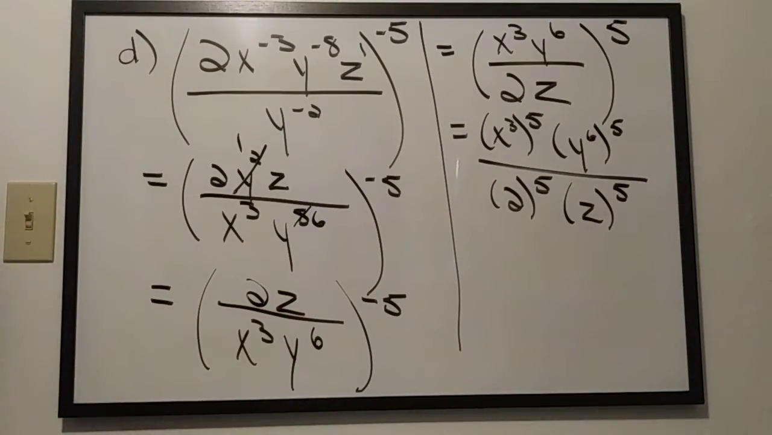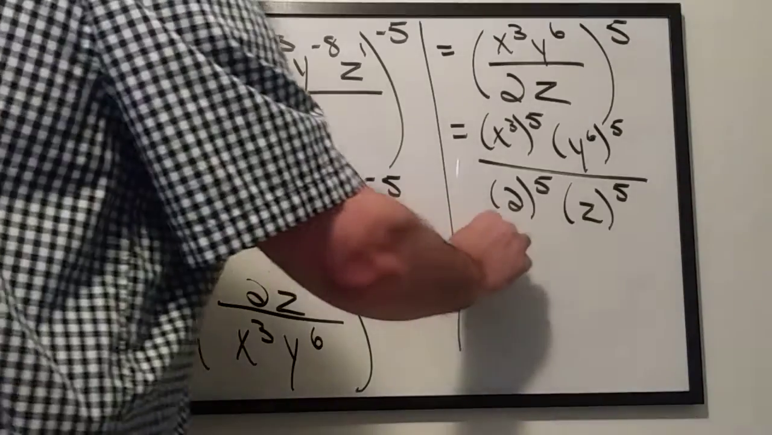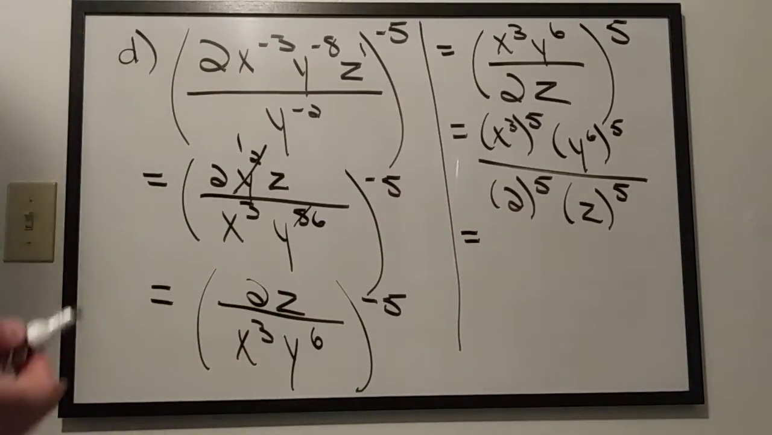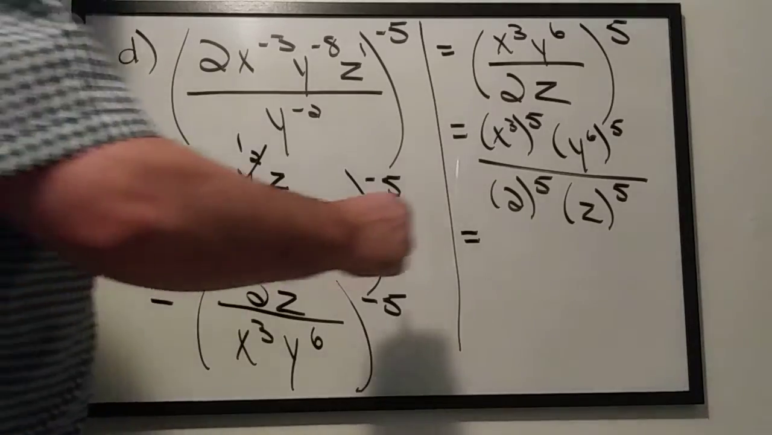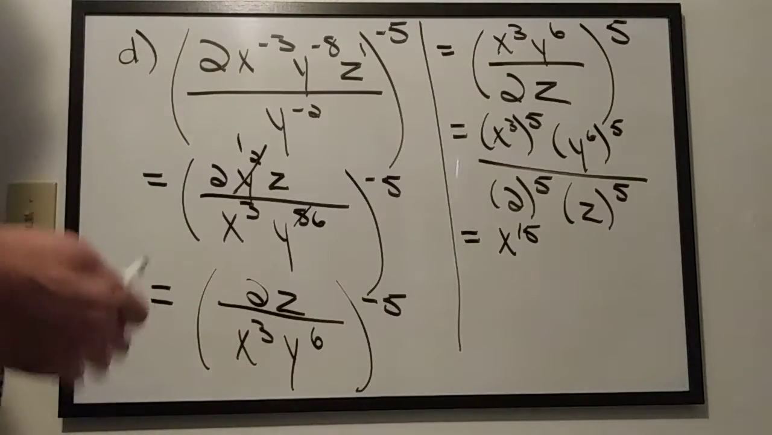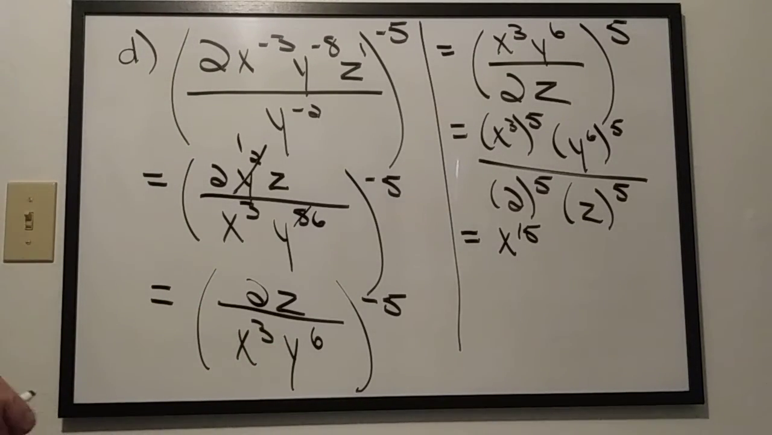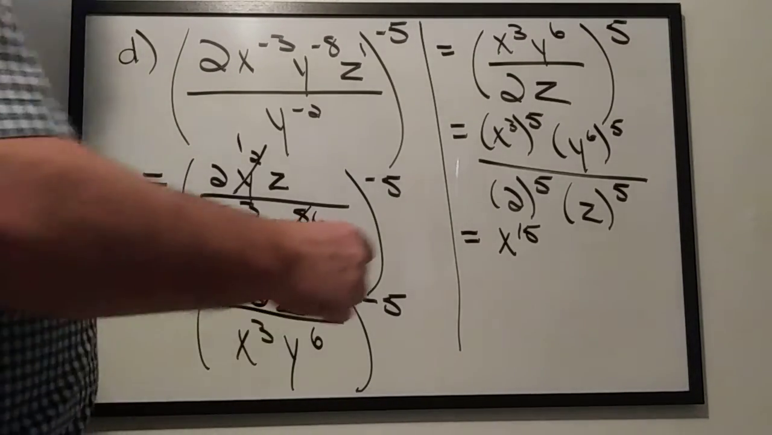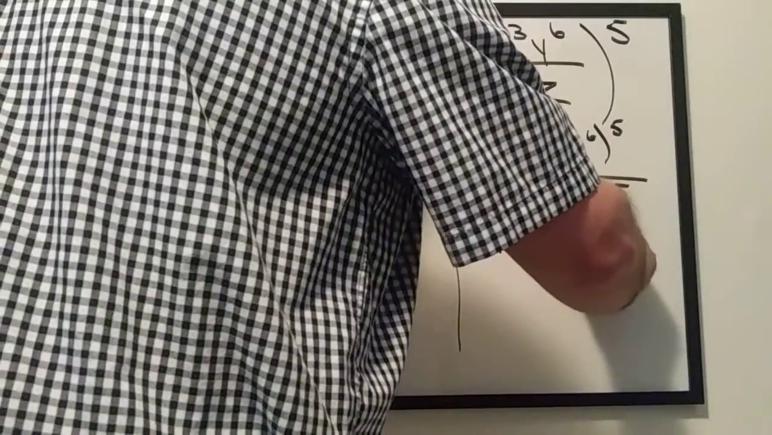So now it's a matter of coming in and simplifying each and every one of these pieces. X to the third to the 5th, once again an example of the power rule. Power to a power, we're going to multiply those exponents. So we're going to have x to the 15th. Y to the 6th to the 5th, once again an example of the power rule. 6 times 5 is going to give us 30. So we have y to the 30th.